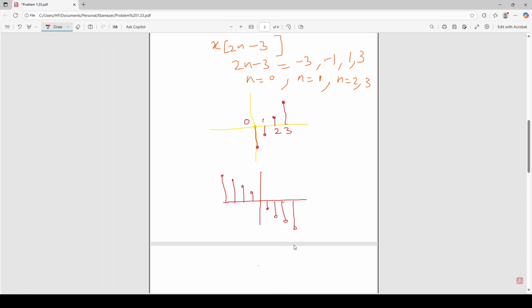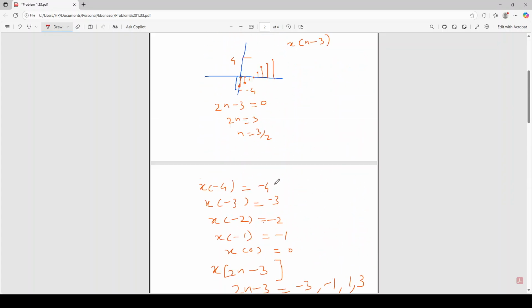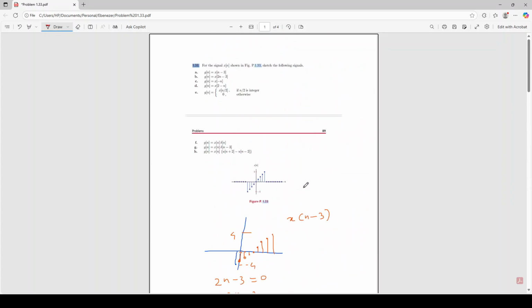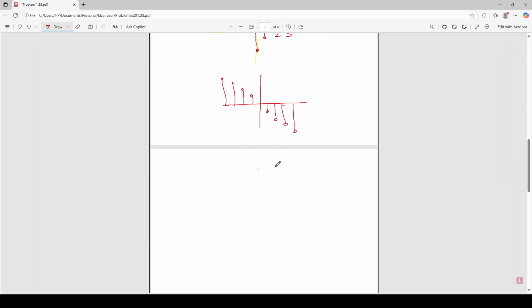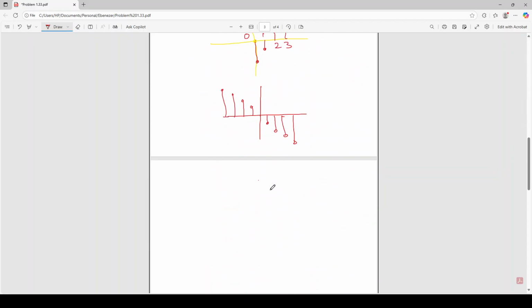Now, let me continue this problem. Next question D is g[n] = x[2 - n]. So again, the easiest way to do it is, we know that x[-4] is -4, x[-3] is -3, all these values you know.